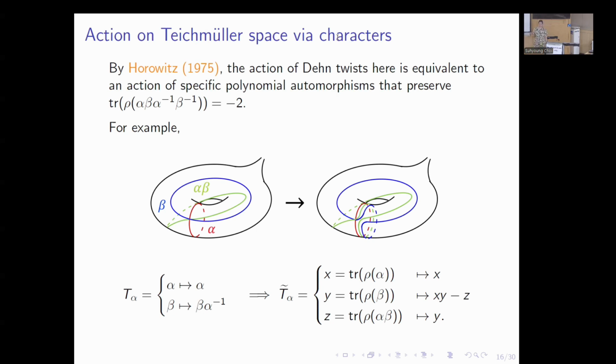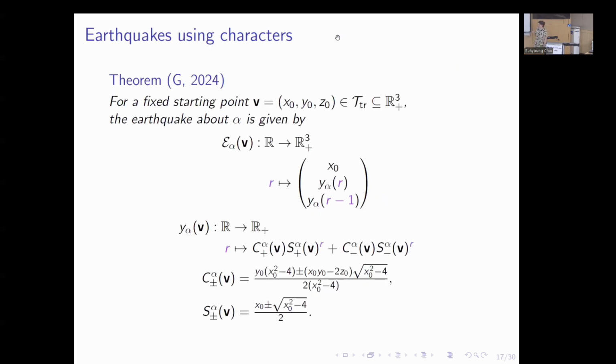Okay, and we can get some similar results to what we had before in terms of understanding the earthquake. So for a fixed starting point in our representation of Teichmüller space in these coordinates, the earthquake about alpha is given by this expression here. Again, the coordinate associated with alpha stays the same, and then we have some function for the other two. And here, instead of hyperbolic cosine, we have these polynomial and square root expressions, and we have some expression to the power r.